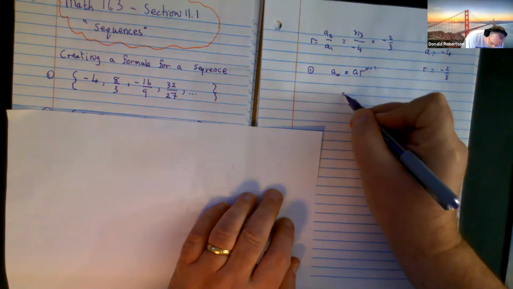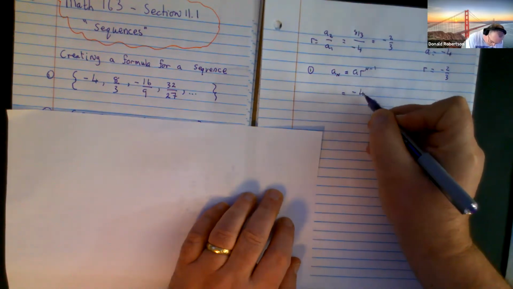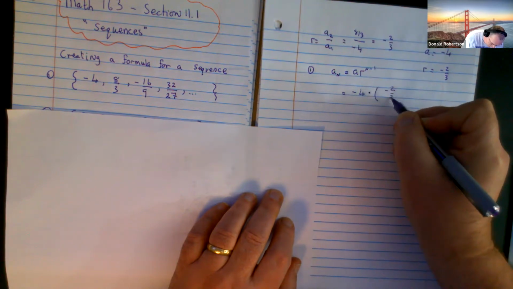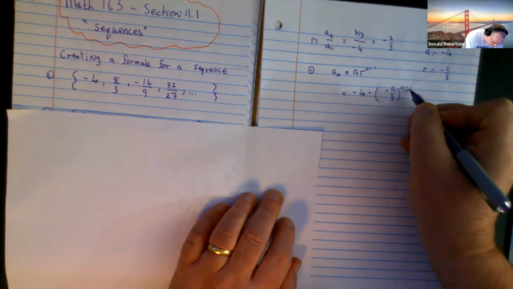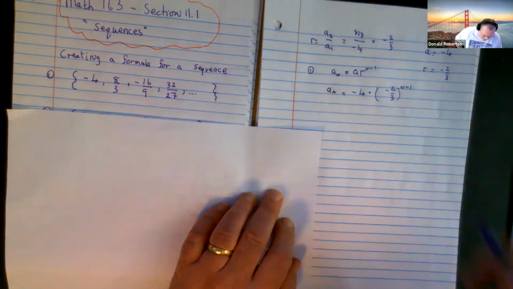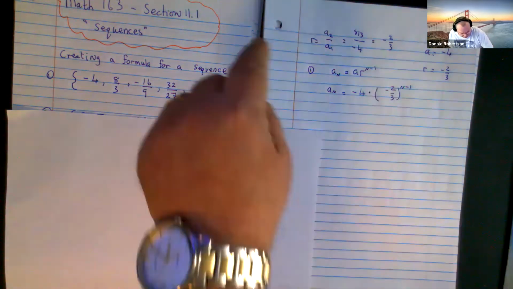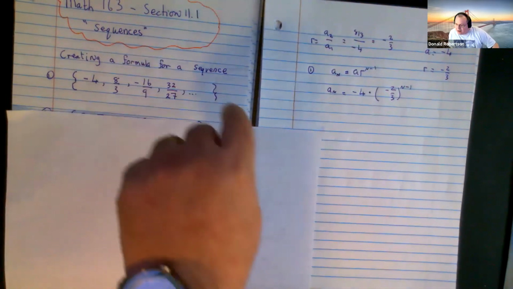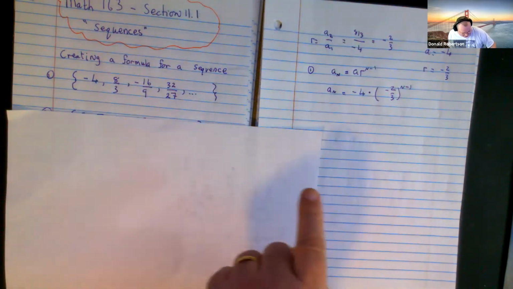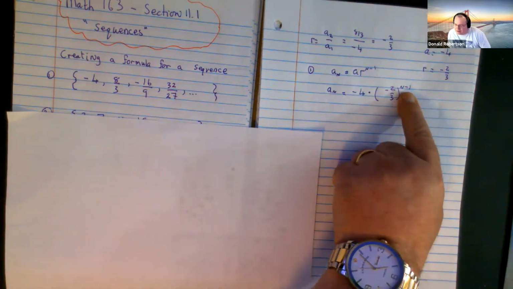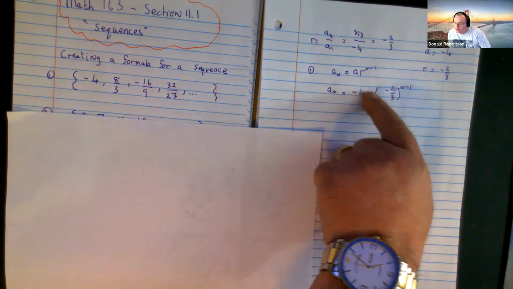And so we're going to be looking at -4 times -2/3 to the n-1. It's not very pretty, but that works, right? That will get you every single term in the sequence here. If I wanted to know the 10th one, which I don't, but if I did, I just make that 9: 10 take away 1, and do some horrible calculation.